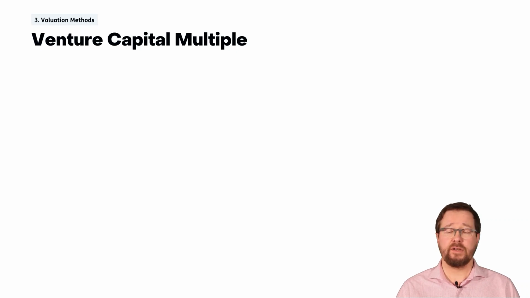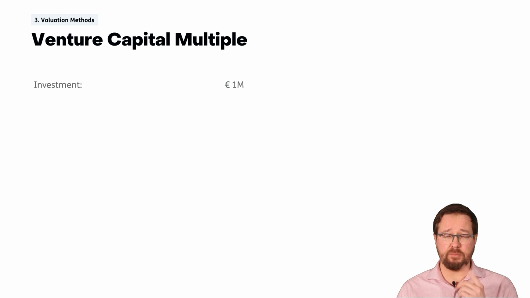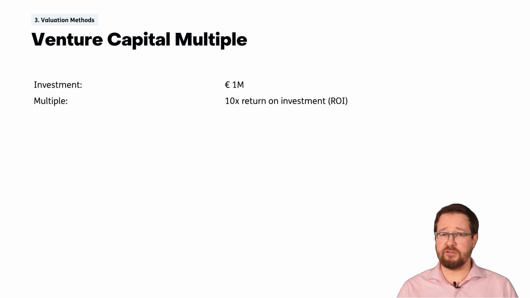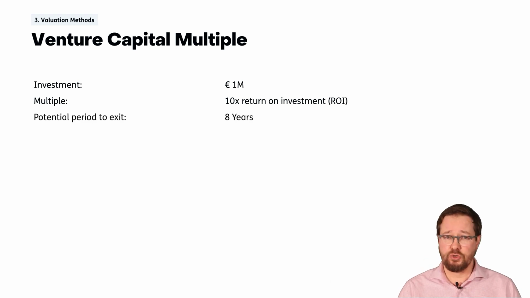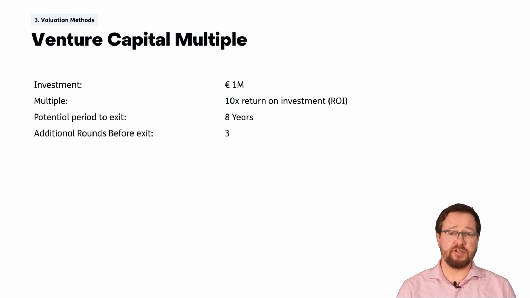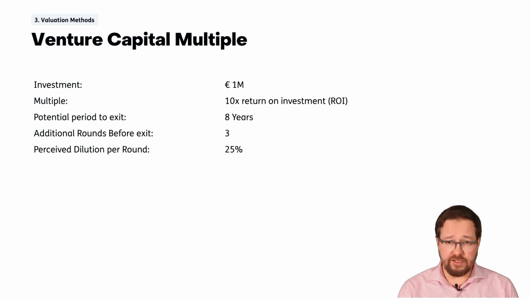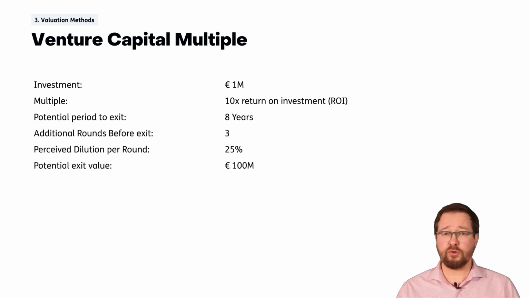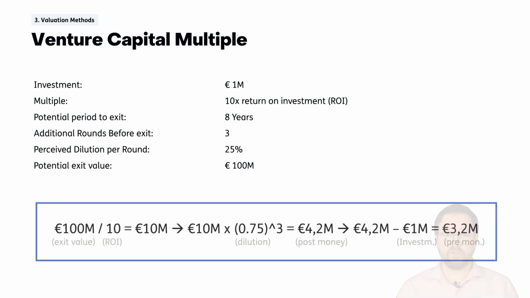For example, let's assume the investor invests 1 million and wants 10 times their investment back after a potential exit period of 8 years, which is usual for pre-seed rounds. We also assume that 3 more investment rounds are needed after this one, with a dilution of 25% per round. Finally, we assume, after doing some homework to back this up, that the exit value of similar companies is about 100 million euros. Now, as shown in the calculation, you can pause the video if necessary, but I'll shortly walk you through it.